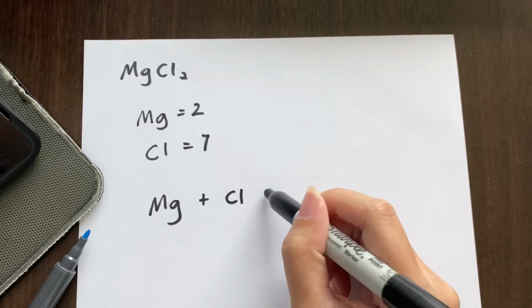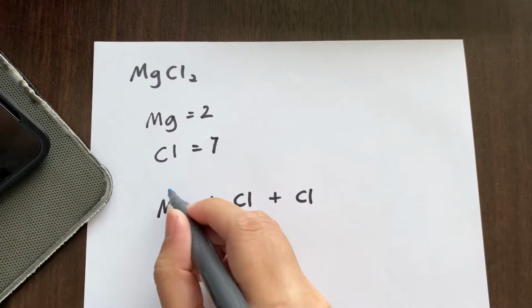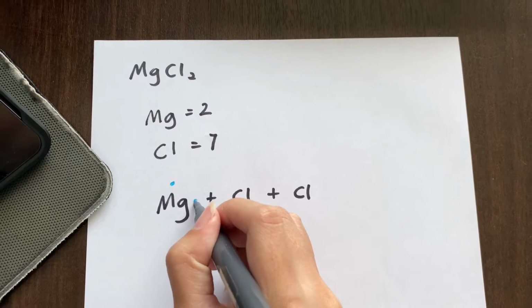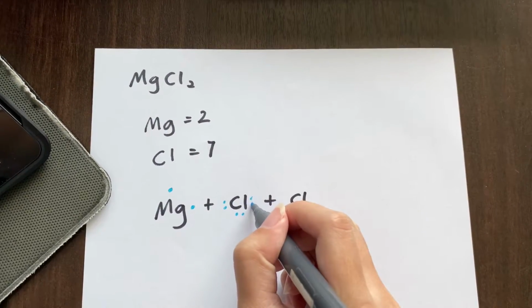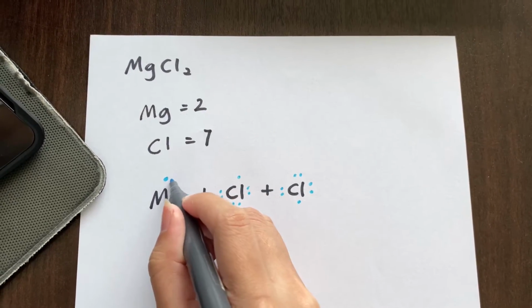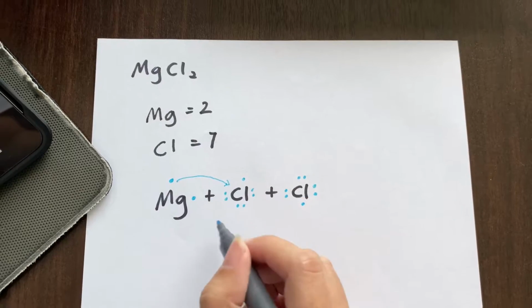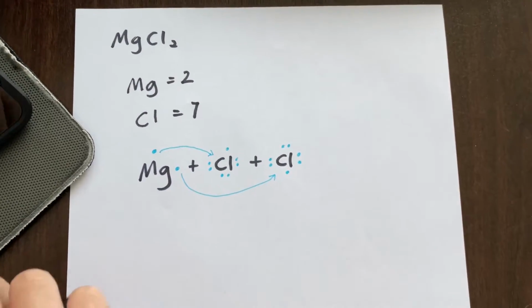Next, we draw the Lewis structure for the metal and non-metal atoms. So now we draw the Lewis structure for magnesium, which has 2 valence electrons, while for chlorine atoms we have 7 valence electrons. The electrons are transferred from the metal to the non-metal atoms, which in this case means magnesium will transfer both of its electrons to the chlorine atoms, one to each of the two chlorine atoms.